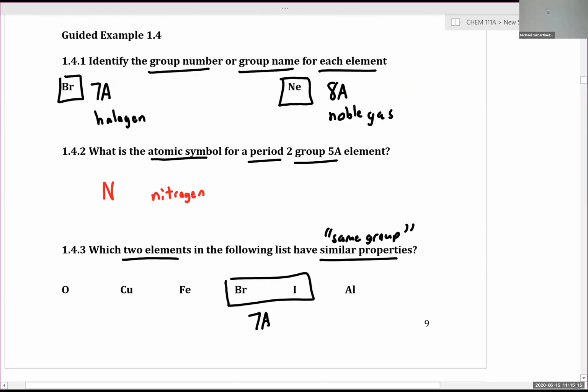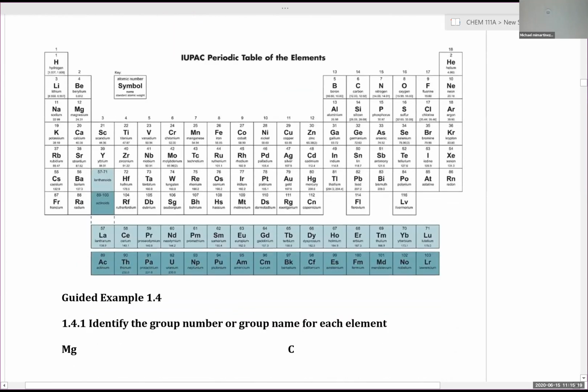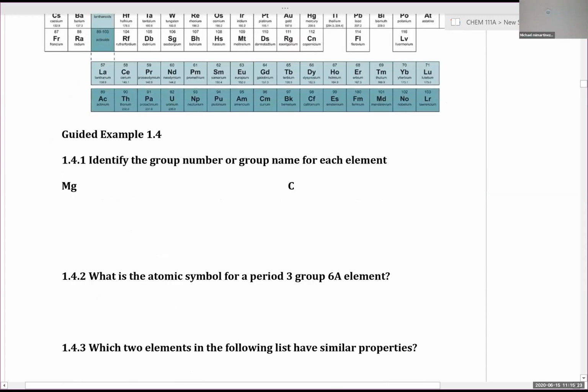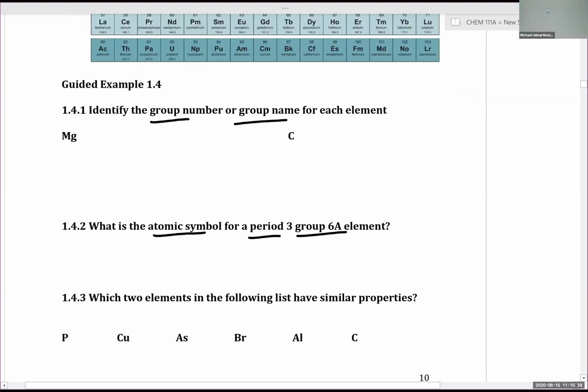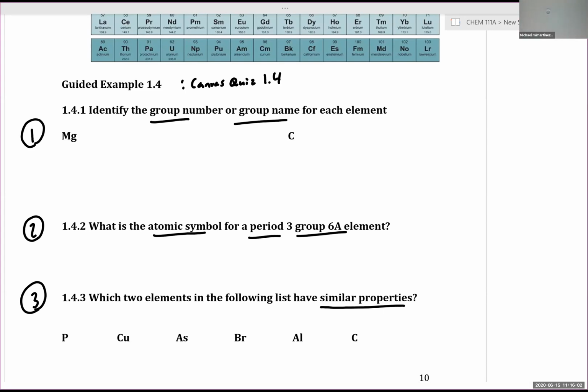Okay, so let's now work on a problem solving session. Let's take about 3 minutes to work through the following problem set. You're asked to identify the group number or group name for each element. I'd like you to tell me the atomic symbol for a period 3 group 6A element. And then I'd like you to tell me which of the following elements in the list have similar properties. You can message me your responses or input your responses into Canvas quiz 1.4. We'll spend about 3 minutes working on this problem solving set, and then we'll come together as a group to discuss. Don't be shy to message me with questions or your proposed responses.